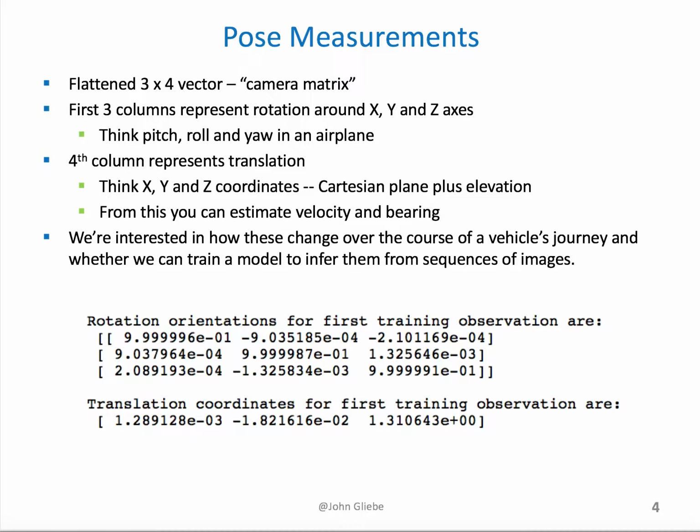Pose measurements come in the form of a flattened 3x4 vector known as a camera matrix. The first 3 columns of this matrix, once you reshape it, represent rotation around X, Y, and Z axes. At the bottom you see an example of this for the first training observation. So think pitch, roll, and yaw in an airplane. The fourth column represents translation, so think X, Y, and Z coordinates in a Cartesian plane along with elevation. And from this you can of course estimate velocity and bearing.